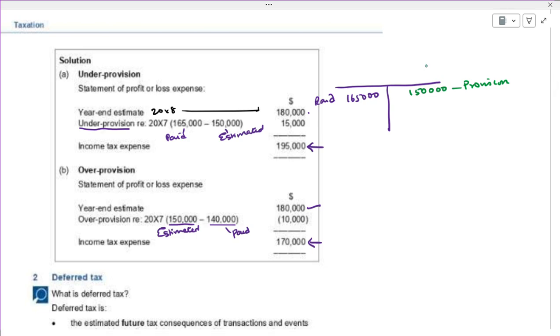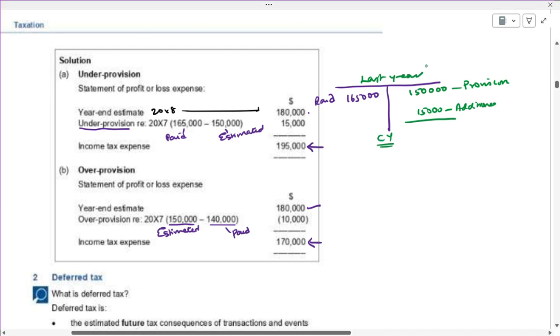See the thing? We have combined both the things. How much have we made as the provision? We have made a provision of 150, but we have paid 165. So we have to do an additional provision of how much? We have to do an additional provision of 15,000. This is the last year.